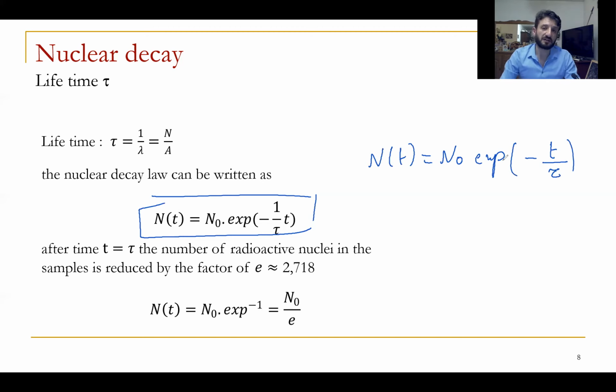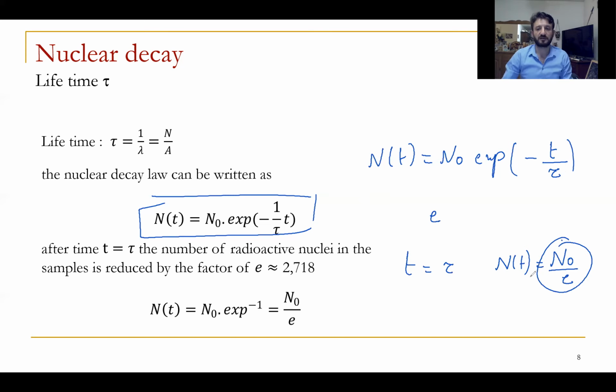And we said that tau is the time needed to reduce the number of unstable elements by a factor of e. What do I mean? I mean at a time t equals tau, N at time t must equal N0 divided by e. So we reduce by this factor. We must arrive to this result.